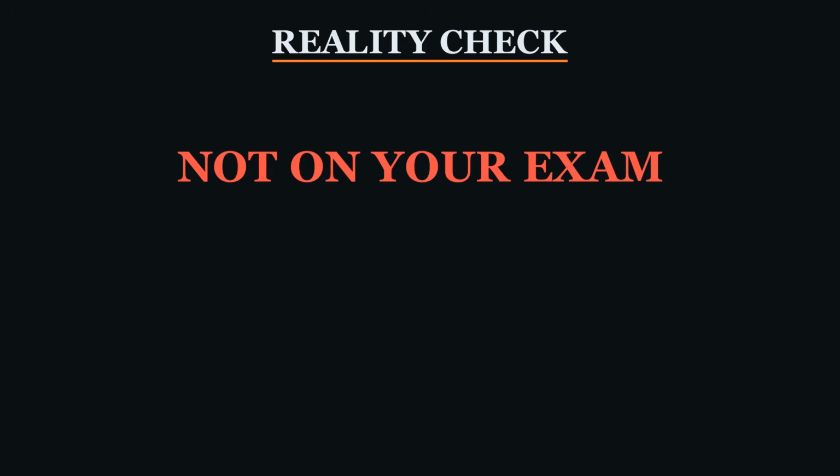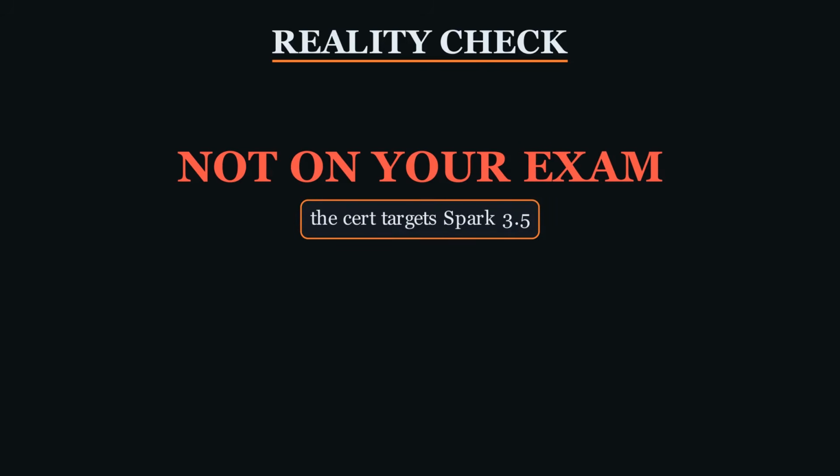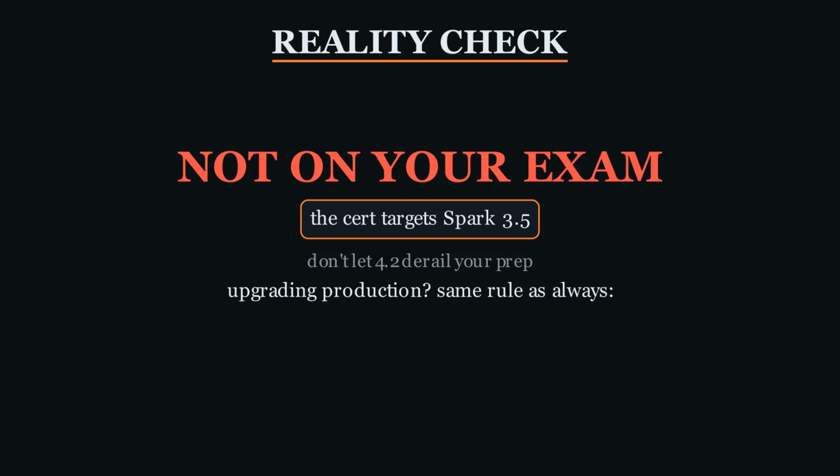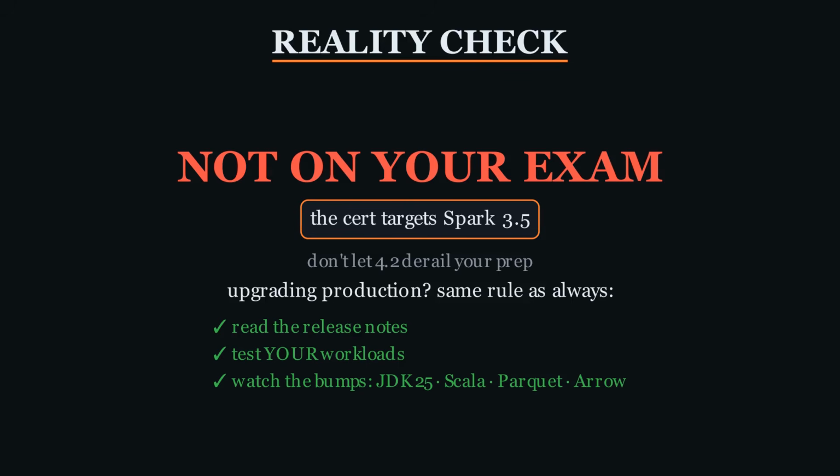Reality check, because I promised honesty. If you're studying for the current Spark certification, none of this is on your exam. That's still the 3.5 world, and you should not let 4.2 derail your prep. And should you upgrade in production? Same rule as every point release. Read the notes, test your own workloads, watch the dependency bumps, JDK 25, newer Scala, Parquet, Arrow. Exciting and urgent are not the same word.